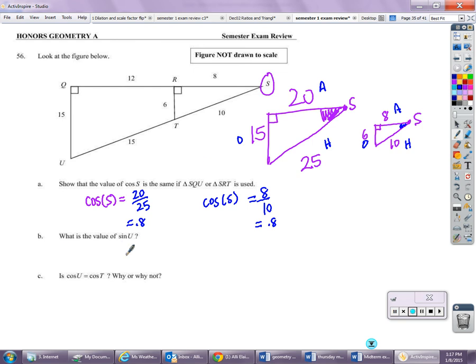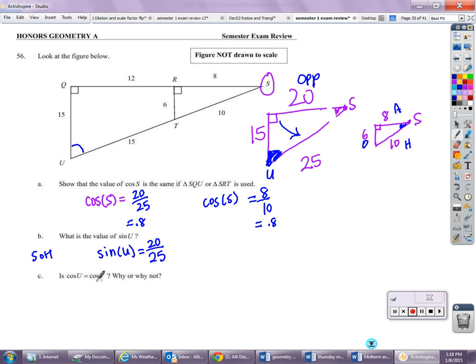All right, part B. What is the value of sine of U? So I'm looking for U, and it looks like U is here in the big triangle. So I'm going to use that. I'm going to erase some of this. And notice how I always come back to my angle first. So here's angle U, and they want the sine of U. So the sine of angle U equals the opposite, which is here, 20, over the hypotenuse, which is across the 90, 25.